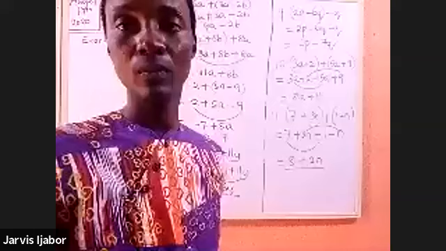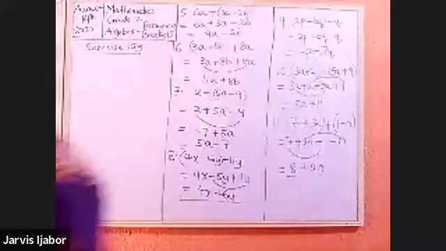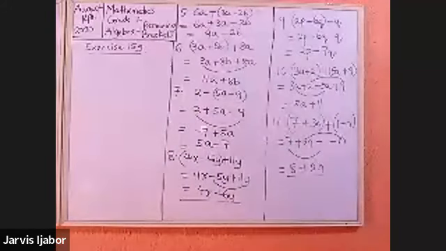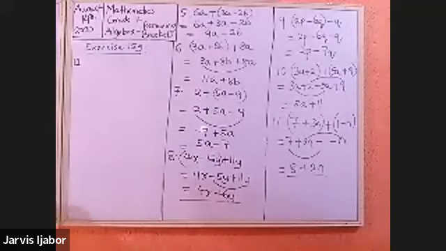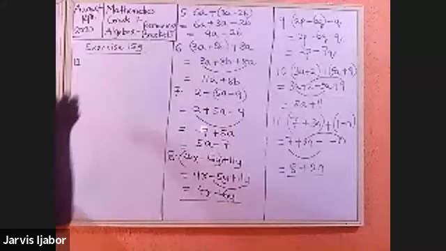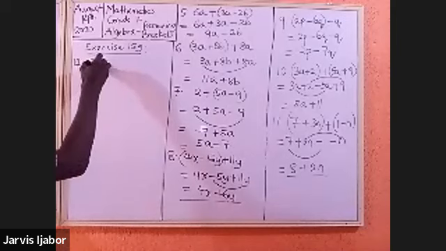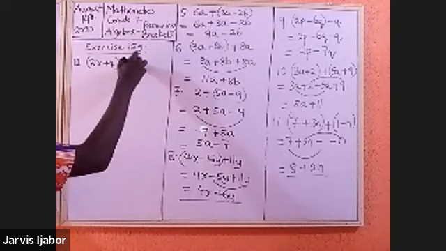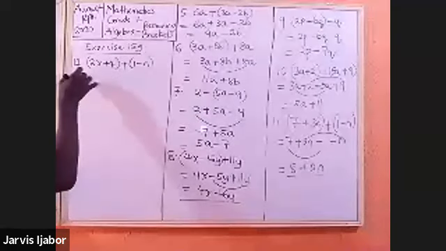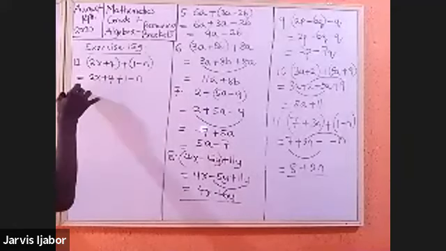So let's continue with question 12. With question 12, 2x plus 4 plus 1 minus n. This will be 2x plus 4 plus 1 minus n.